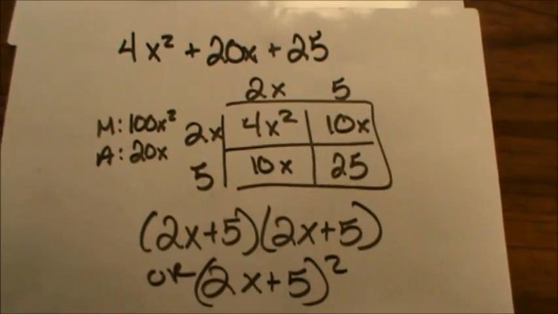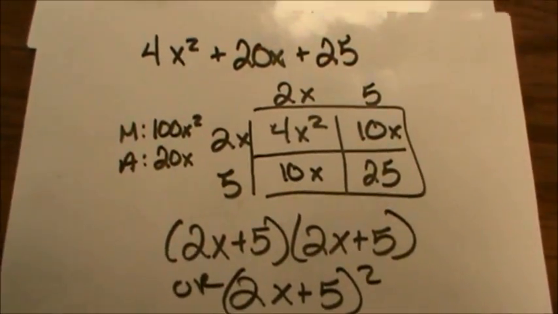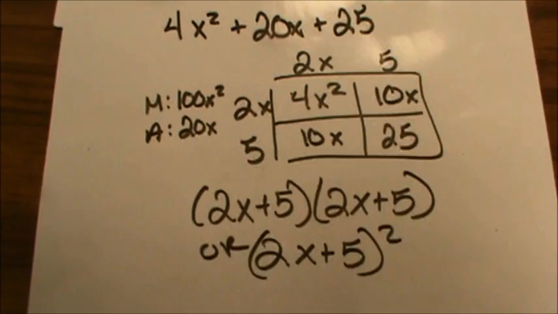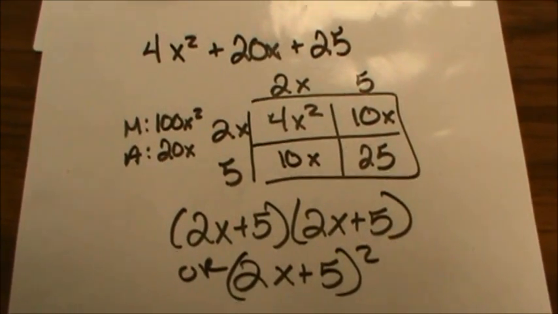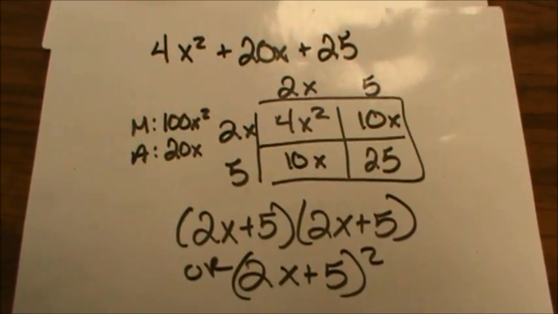That's the beautiful thing about the factor box. It will work if you don't remember the perfect square trinomial method. And it'll also work if you don't remember the coefficient of one method. When in doubt, use the factor box.